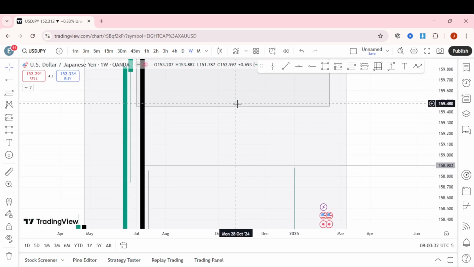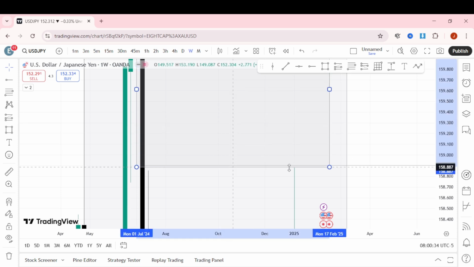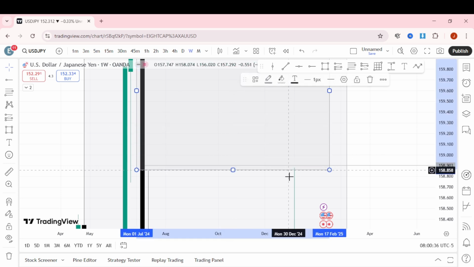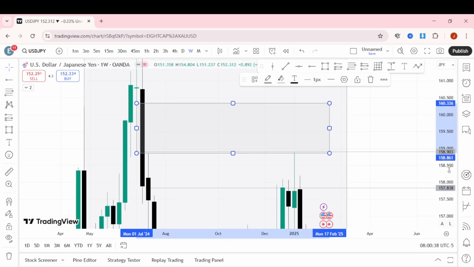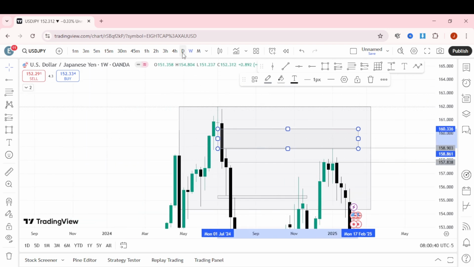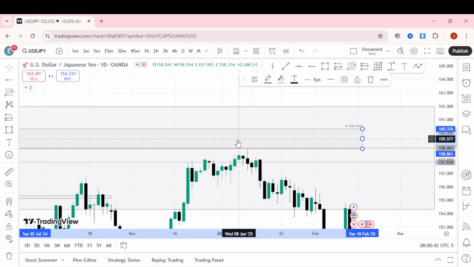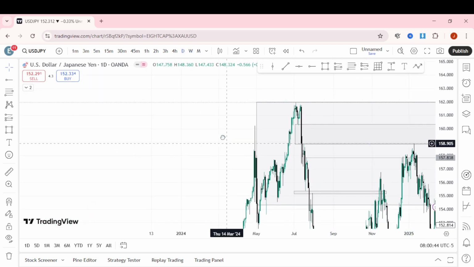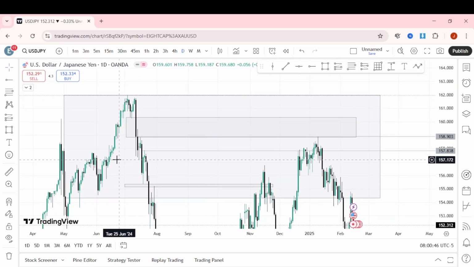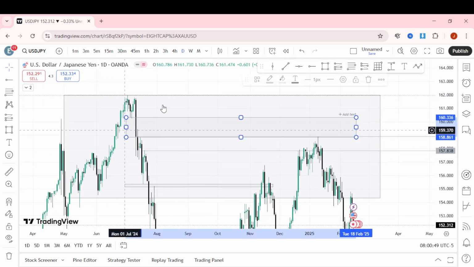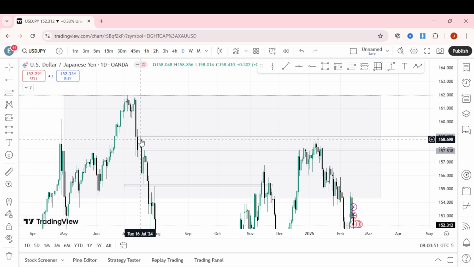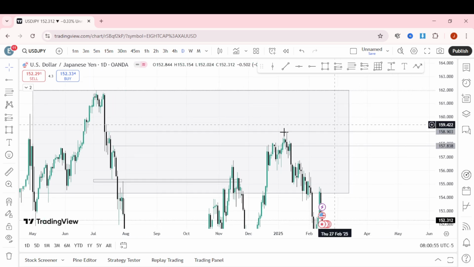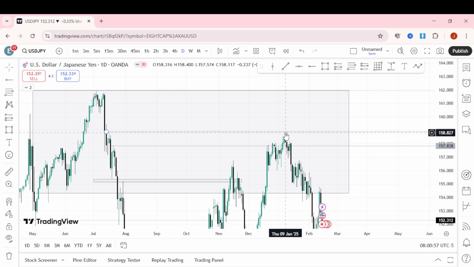So it was just immediately price tapped into the FVG, price started going down, right? Price started going down. So let's go back to the daily time frame. On the daily time frame, this high right here is basically liquidity. This as well is a liquidity. So immediately price tapped into this FVG on the weekly time frame, price will start coming all the way down.